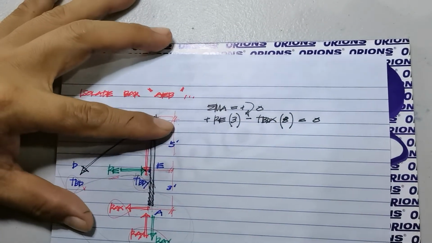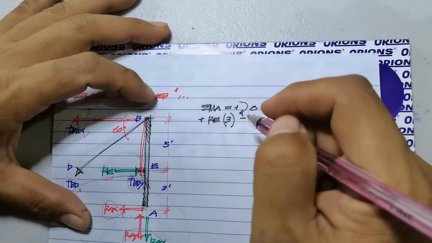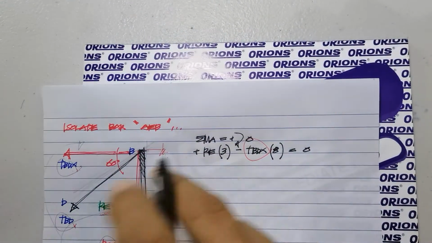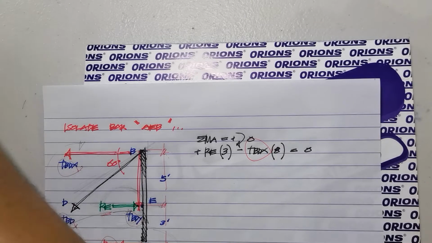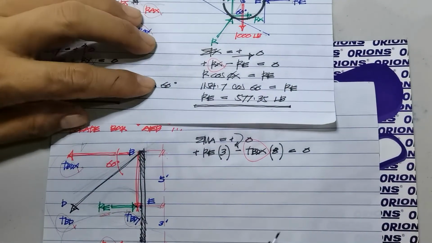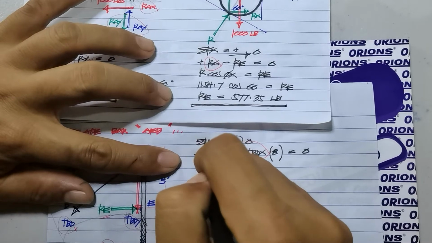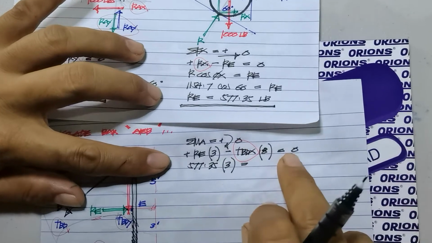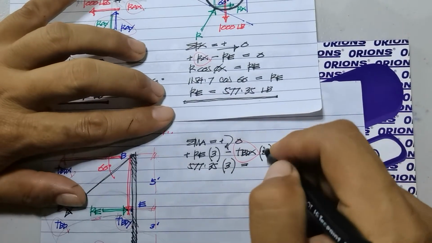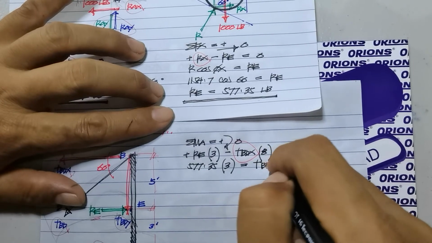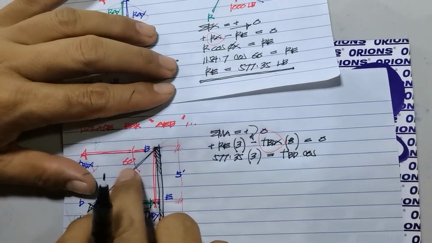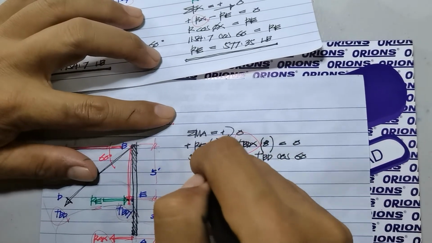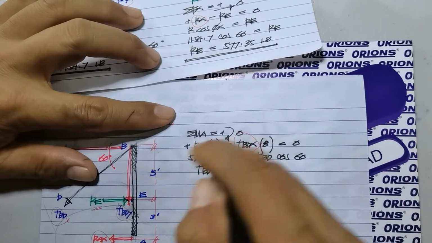So, in this case, breakdown natin yung TBD of X. So, lagay muna natin RE. Ang RE value natin is 577.35. 577.35 multiplied by 3. Equate na natin sa TBD of X. TBD of X is TBD cosine. At ano angle? Ang angle natin, which is that of X, is 60. Yan. So, in this case, pwede natin ngayon kuhanin yung value ng TBD.